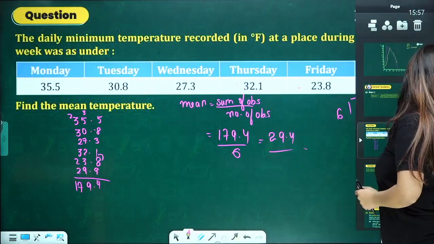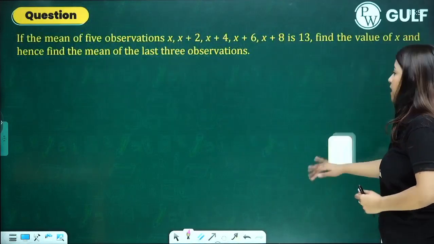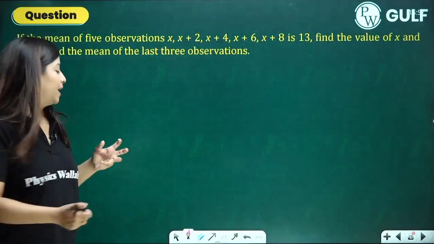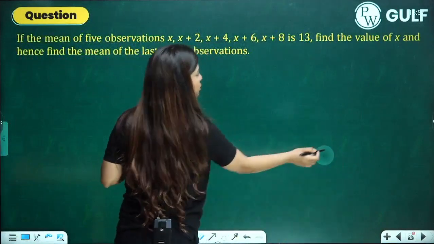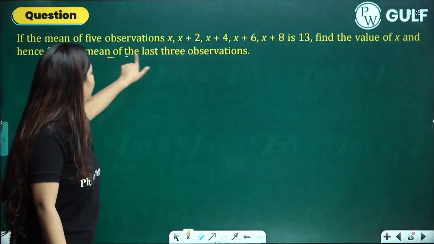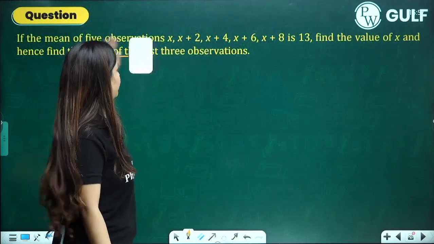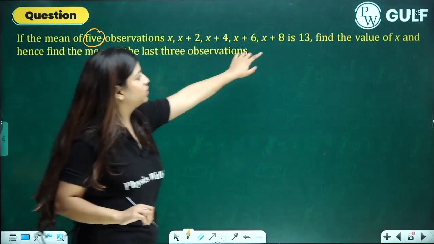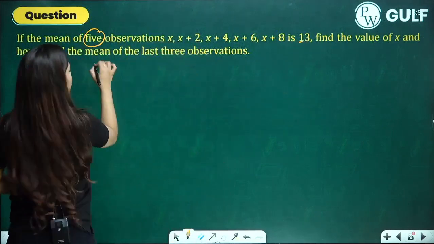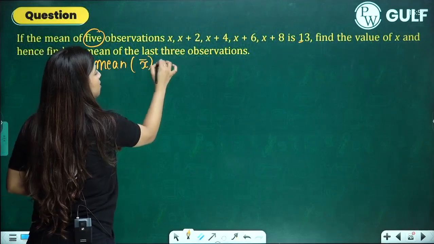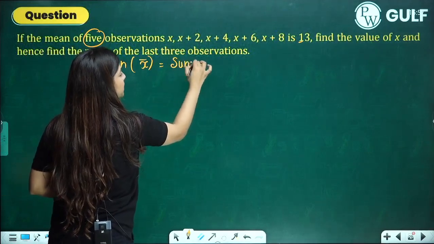The next thing that we have over here is, see, if the mean of the 5 observations is given. In such types of questions the mean is already given, you just have to find the unknown value. Find the value of x and hence find the mean of the last 3 observations. So what is the number of observations? 5. And what is the mean? 13.